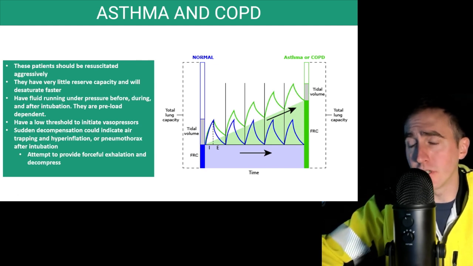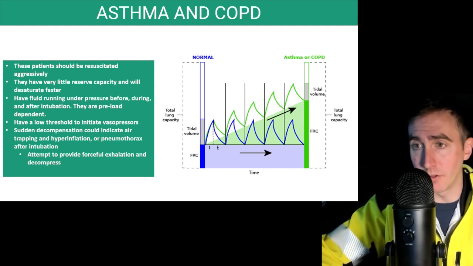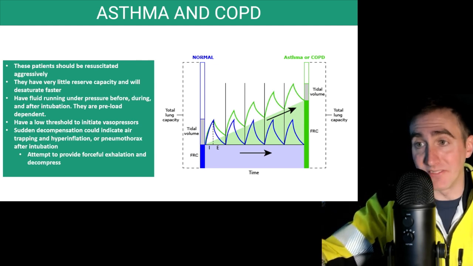Asthma and COPD patients deserve a lot of respect when we're performing RSI on them. They can rapidly desaturate faster than a normal patient without this pathology. They can also become very hypotensive because they require a lot of cardiac preload. So we want fluids connected, running under pressure. A pressure bag is something you want to make sure you have, and it's going to be on the bag and up to 300. Now, you can still titrate if you don't need the fluid running in that fast.